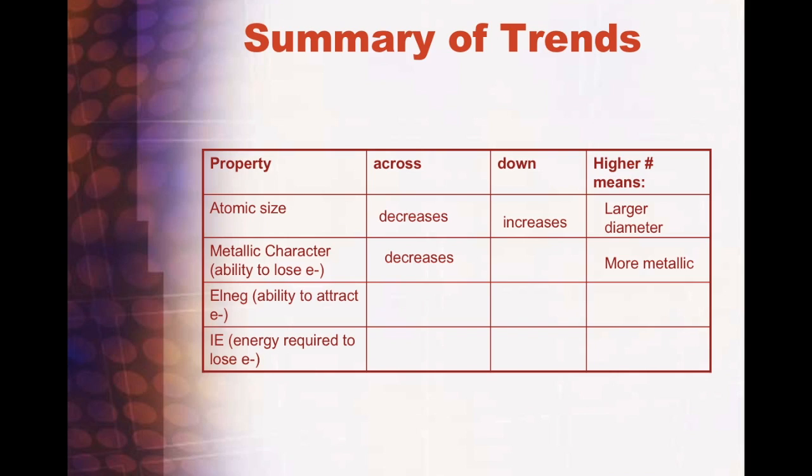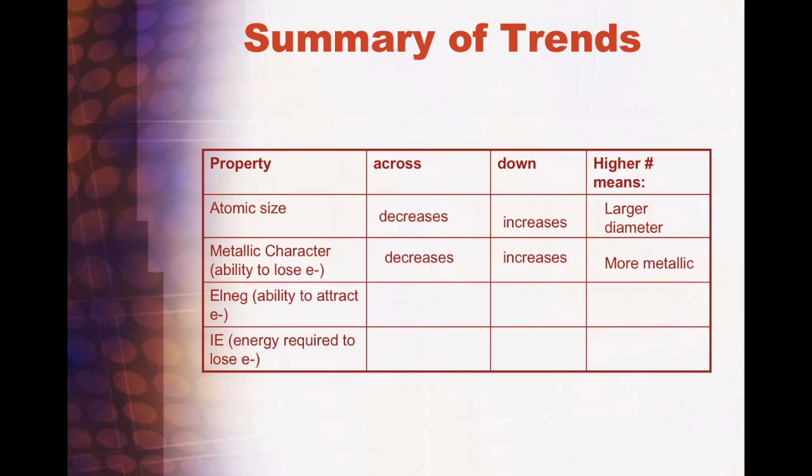So on the left side of the periodic table, it's easy to lose one or two electrons and achieve a more stable configuration. For the nonmetals, this would be very hard to do because they'd have to lose a lot of electrons. And across the table, metallic character also decreases because the electrons are pulled closer into the nucleus and feel a stronger pull from the positively charged nucleus.